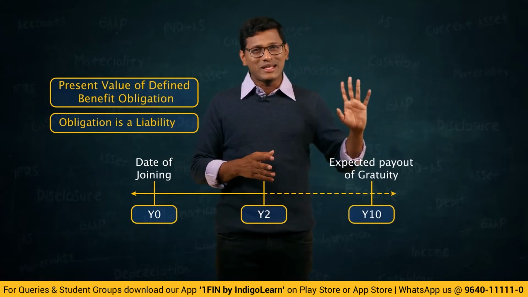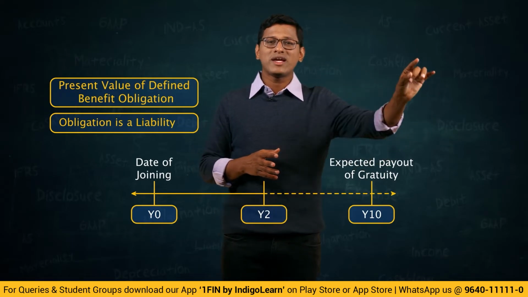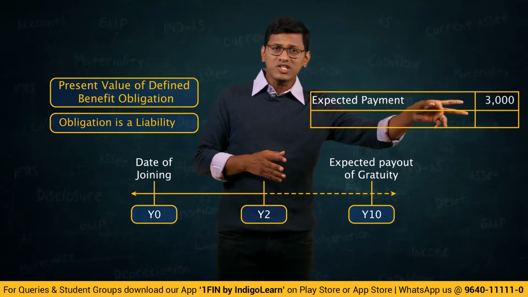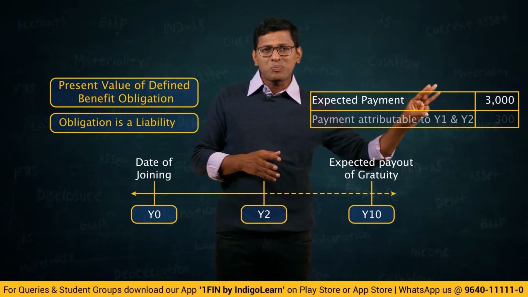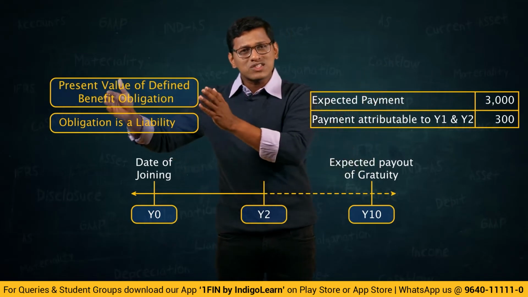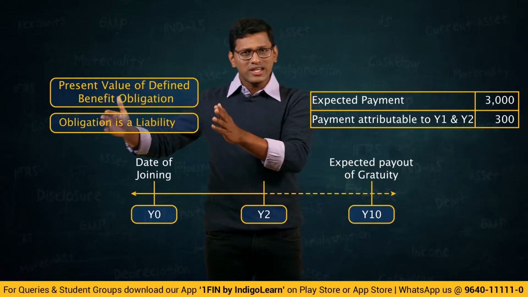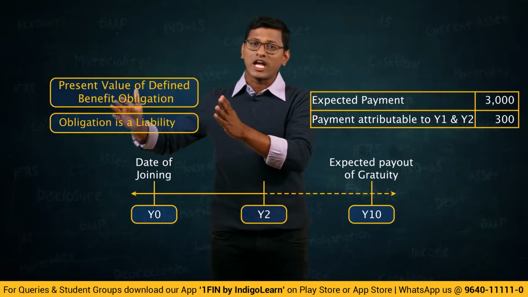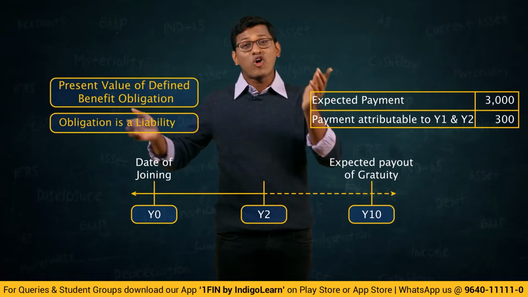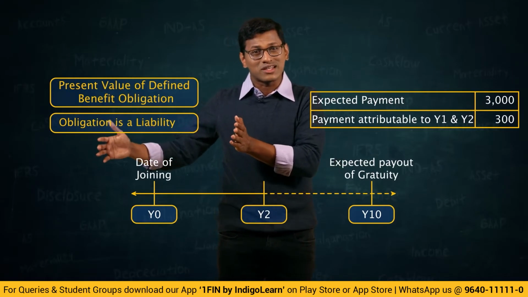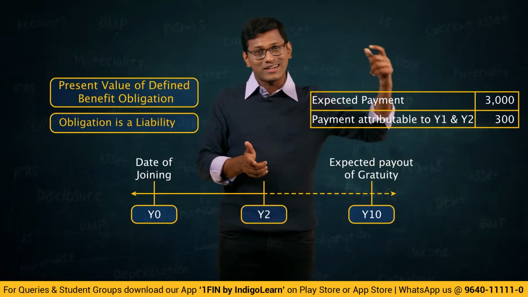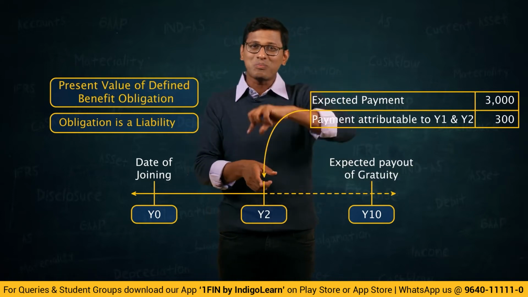Now at the end of 10 years, say the company has to pay the employee, for example, some 3000 rupees as gratuity, out of which, for discussion's sake, 300 rupees is attributable to the service the employee rendered in the first 2 years. Let us say for the first 2 years, 300 rupees is the amount attributable. Okay. Now 300 rupees is the amount paid at the end of 10 years for the service rendered in these 2 years. Now, if we are at year 2, we will discount that 300 to present value.